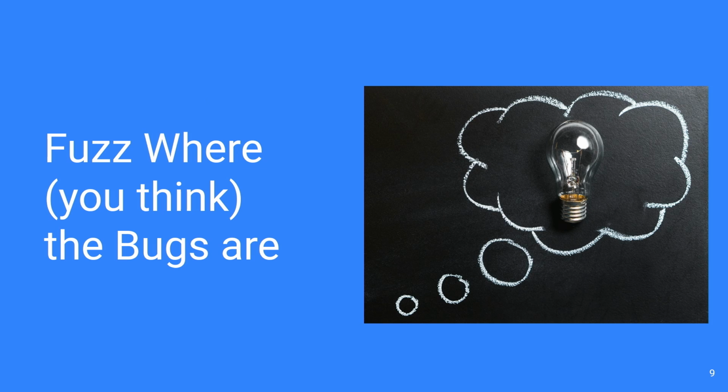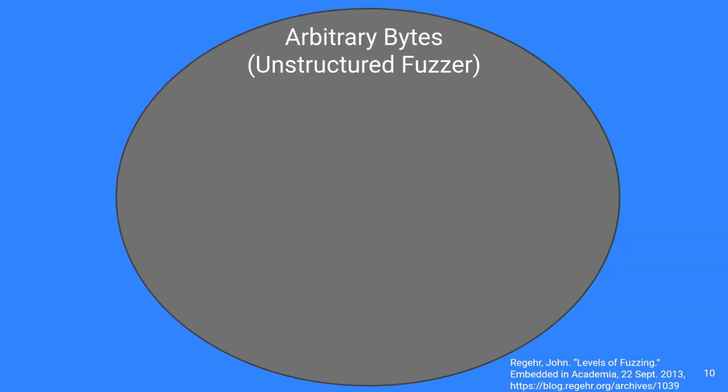So why does structured fuzzing help you find more bugs? There are many reasons, but I think they all really boil down to the fact that structured fuzzing gives you, the researcher, more power to fuzz what you want. It lets you fuzz where you think the bugs are going to be. Let's see how this compares to unstructured fuzzing at a high level.